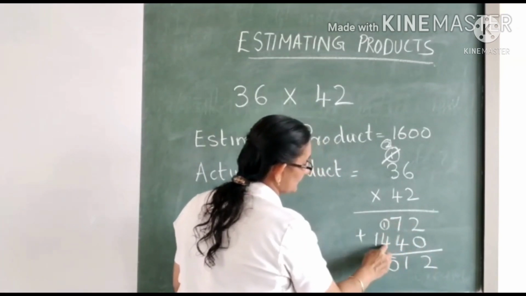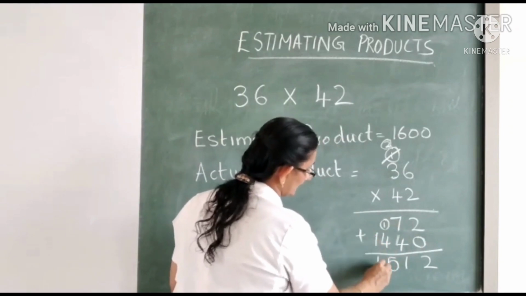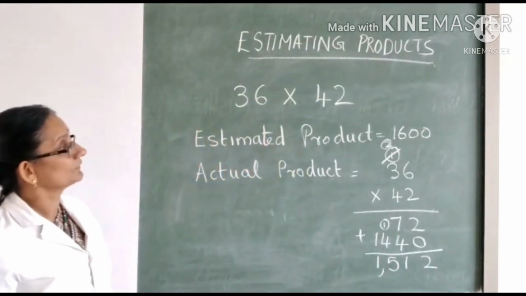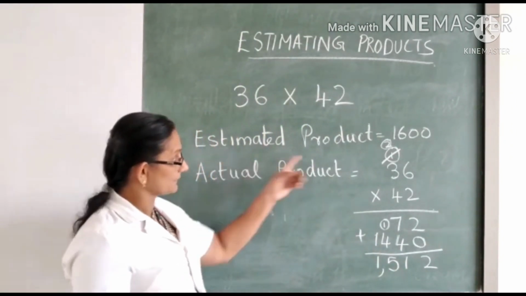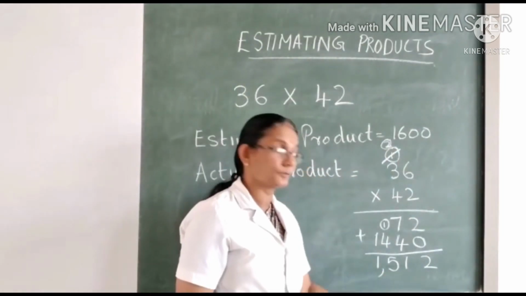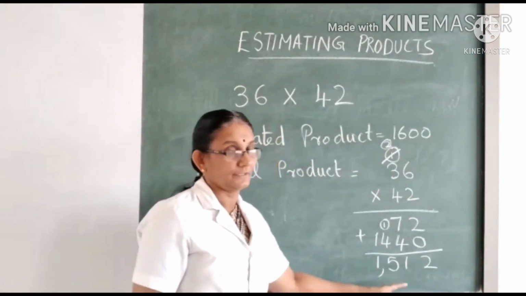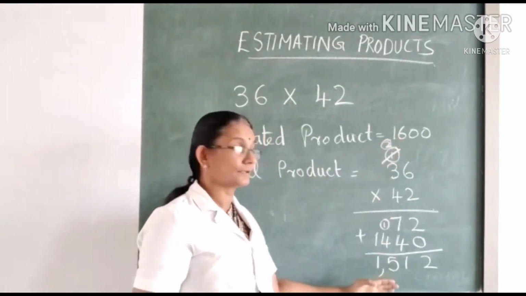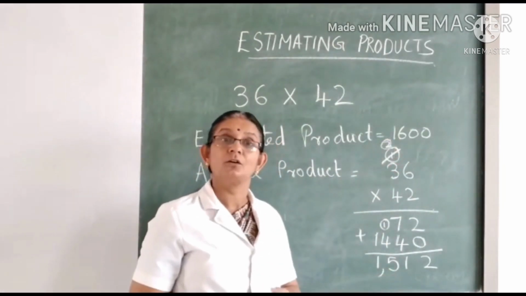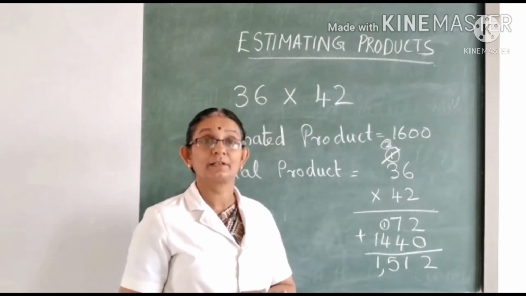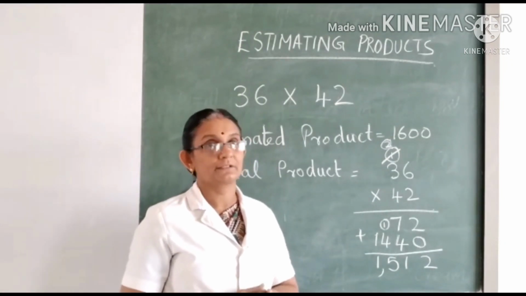And 1 plus 4 is equal to 5. And you have the answer as 1512. Now children, you can see the estimated product is 1600 and the actual product is 1512. So we can see that the estimated product and the actual product are almost the same. So estimation of products will help us a lot to calculate the expenditure or whatever it is.